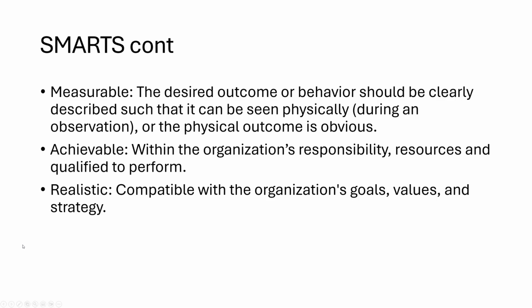Okay, measurable. The desired outcome or behavior should be clearly described in such a way that it can be seen physically or the physical outcome is obvious. And not obvious like the common sense folk psychology stuff. No, the button is now red because the corrective action was make the button red. We did that and observed it is in fact red, right? Those are the things we're looking at.